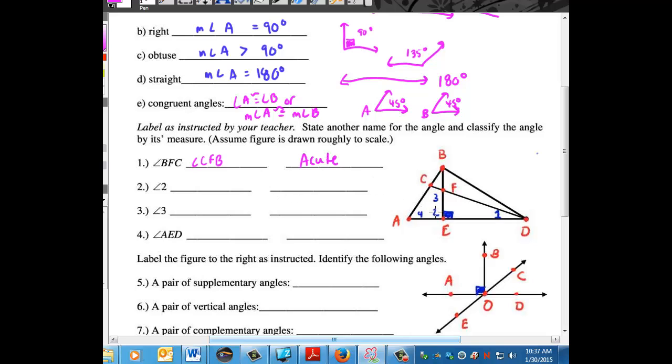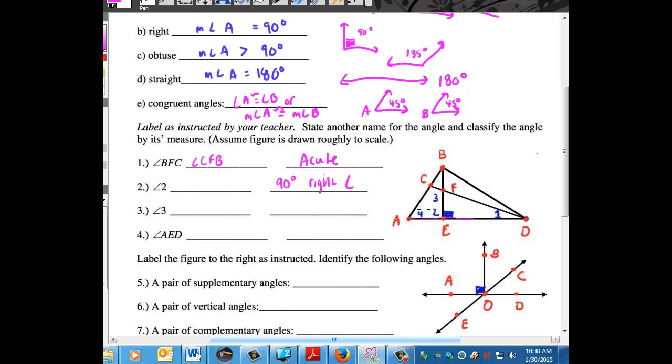Next, angle 2. Here's angle 2, and one of the rules is that you can assume this line is straight, and since this is a straight line, you would know that this angle plus this angle has to equal 180 degrees. This is a linear pair. They're adjacent supplementary angles. So angle 2 has to be 90 degrees, which makes it a right angle.